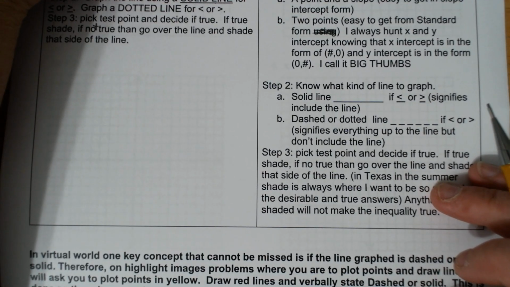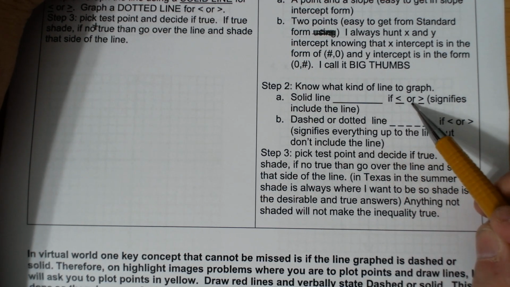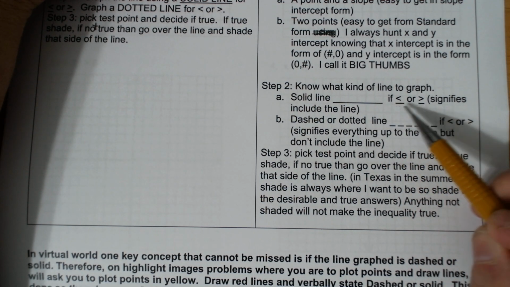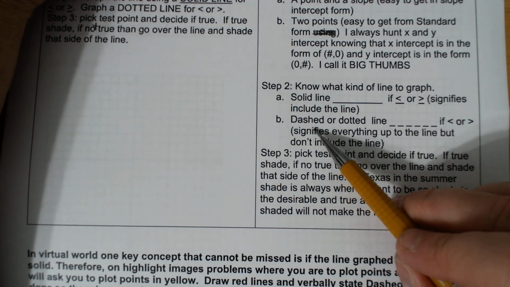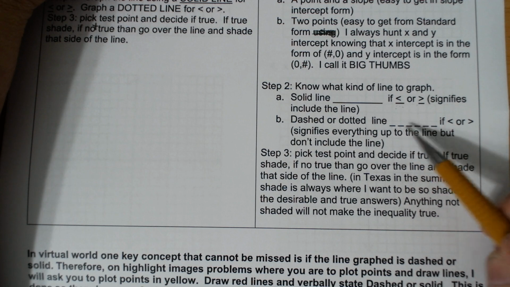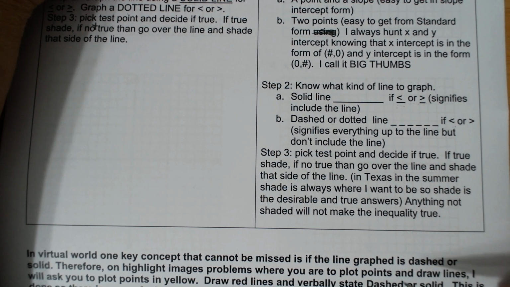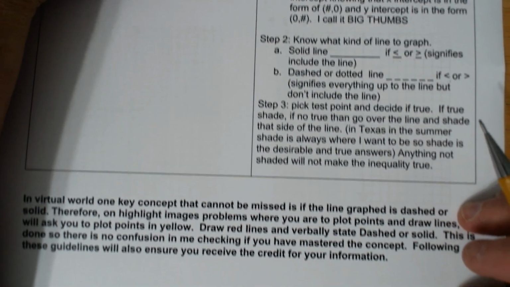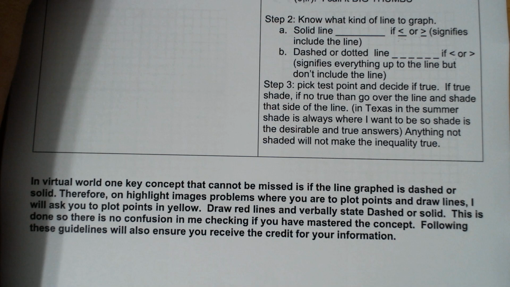Then I need to know what kind of line to graph. A solid line if I have inequalities that have the equal sign. It signifies include the line. A dashed or dotted line if the inequality does not have an underline. It signifies everything up to the line but don't include the line. Step 3, pick a test point and decide if true. If true, shade.